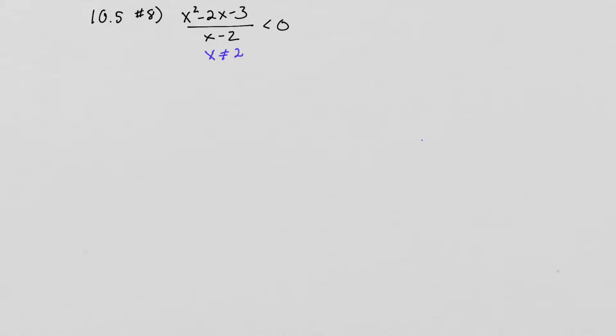So when we write out our number line, we'll want to make sure that on the number 2, we put an open circle. Because if x were 2, we'd be trying to divide by 0, which is not allowed. Division by 0 is undefined. So the way we solve these inequalities, we factor the numerator. This numerator factors as x minus 3 times x plus 1.